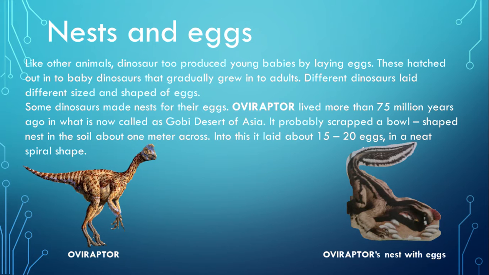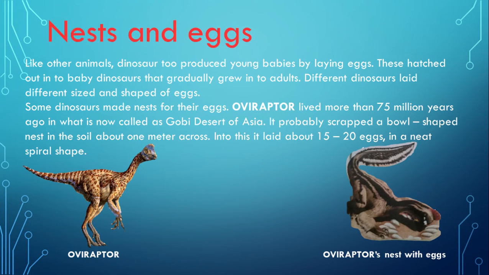Next is the nests and eggs of the dinosaurs. Like other animals, dinosaurs too produced young babies by laying eggs. These hatched out into baby dinosaurs that gradually grew into adults. Different dinosaurs laid different sized and shaped eggs. Some dinosaurs made nests for their eggs.